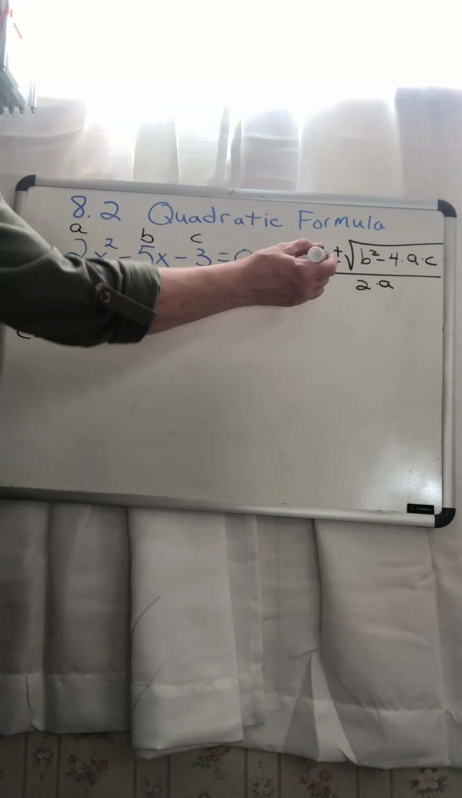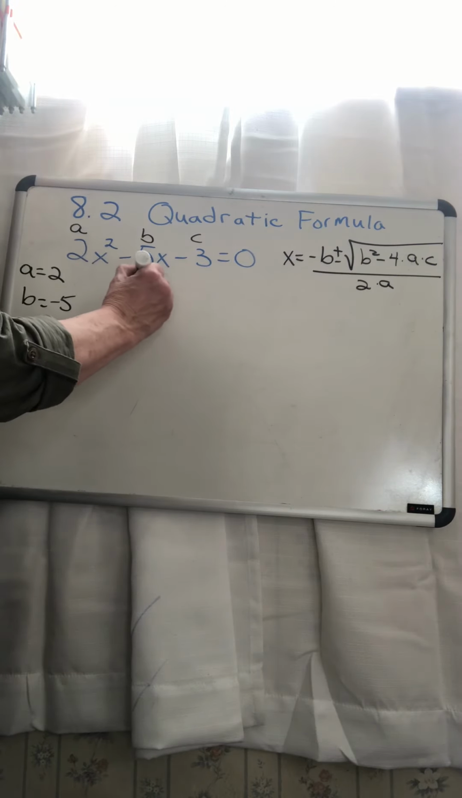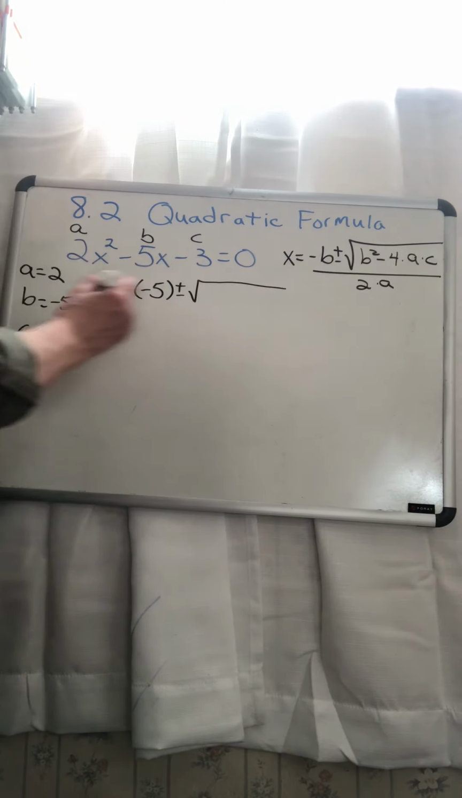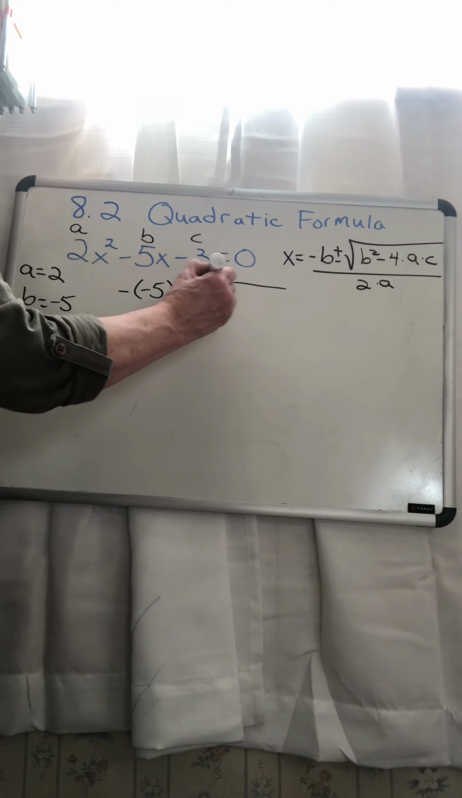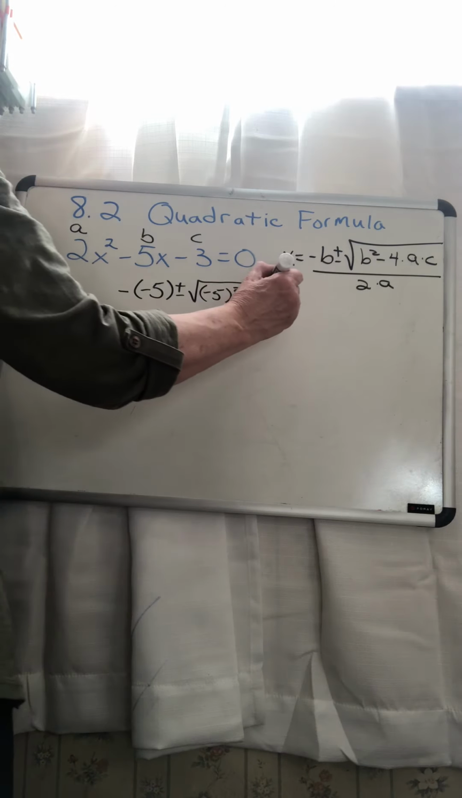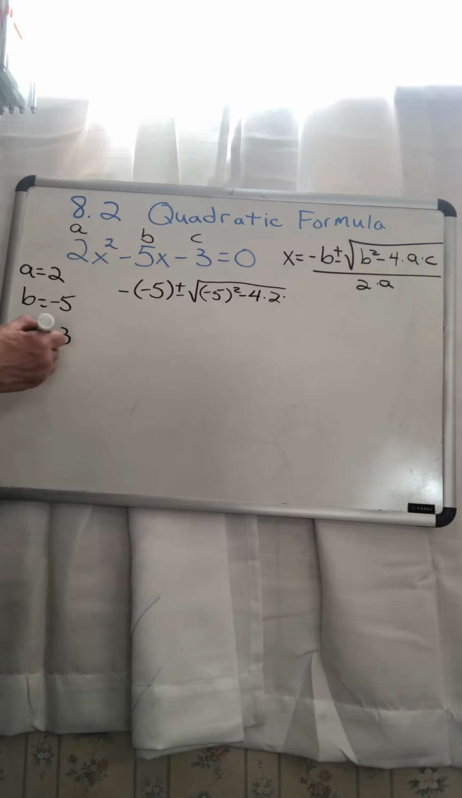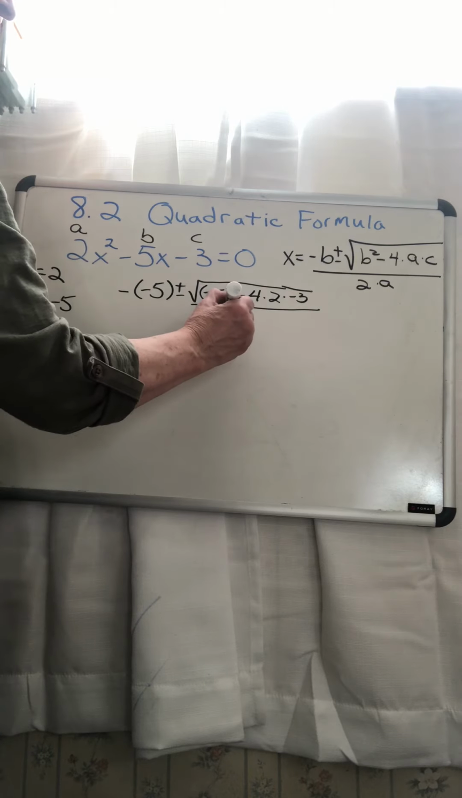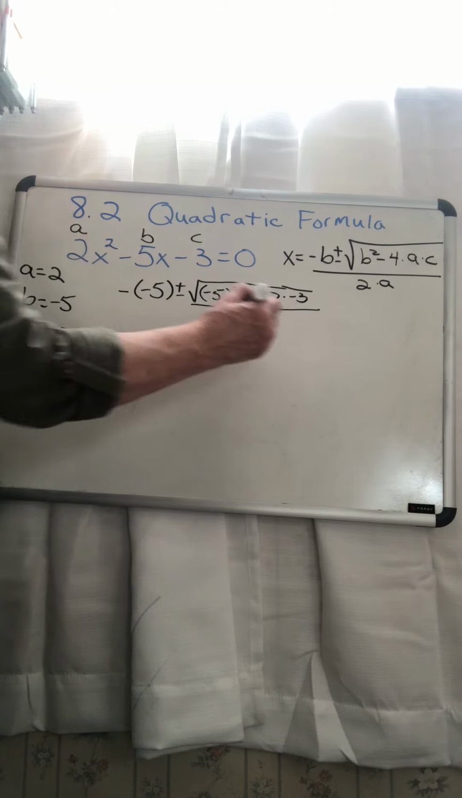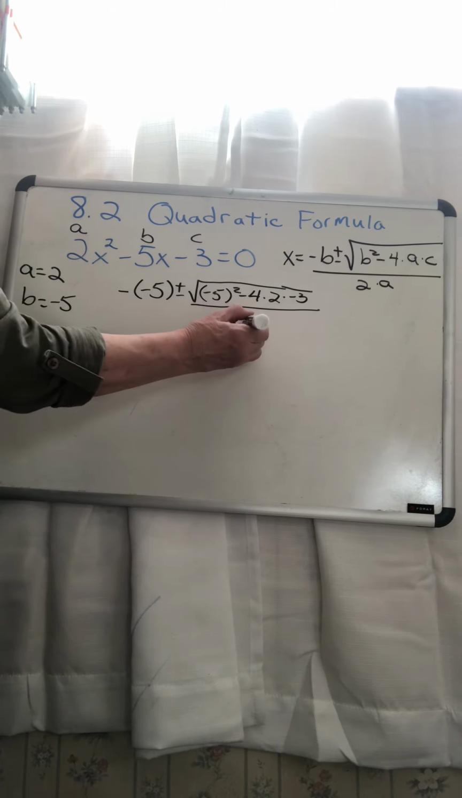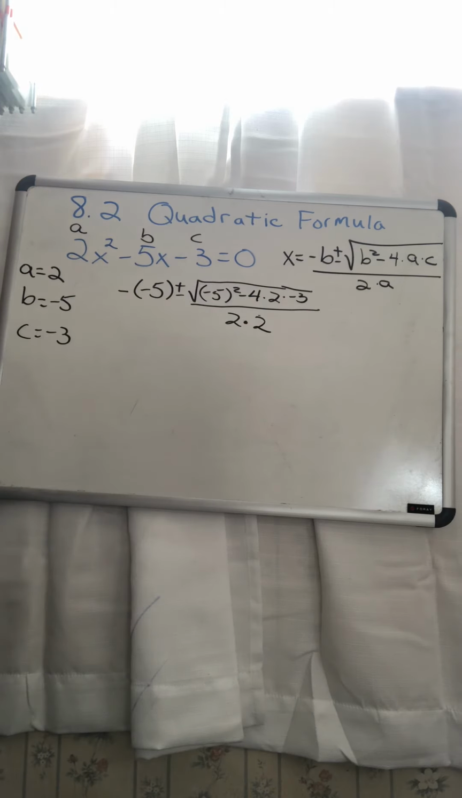So I've got a negative b, so that means minus a negative 5, plus or minus the square root of b squared, so that means a negative 5 squared, minus 4 times a, which is 2, times c, which is a negative 3, and all of that will be divided by 2 times a. Sorry, a was 2. There we go. 2 times a positive 2. Okay, so now let's go ahead and solve.